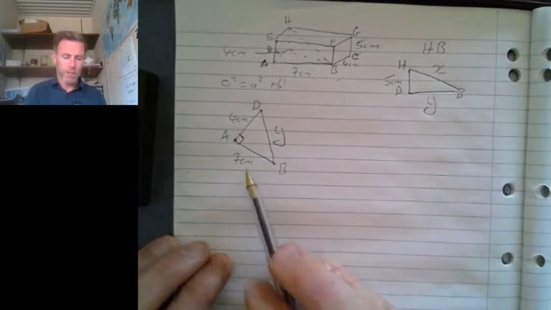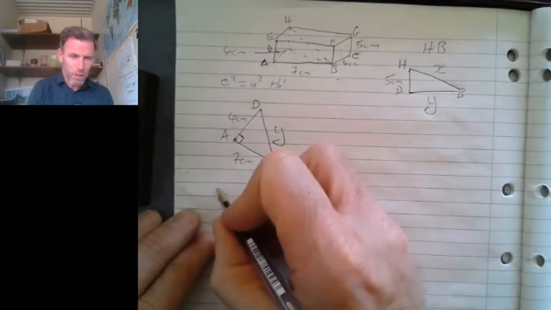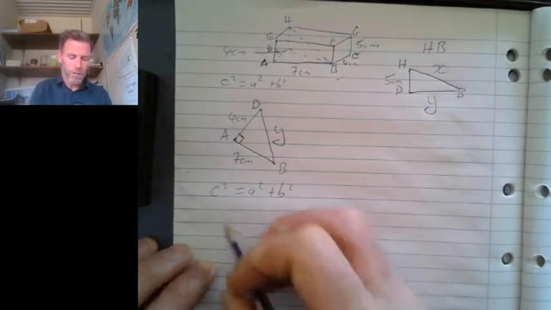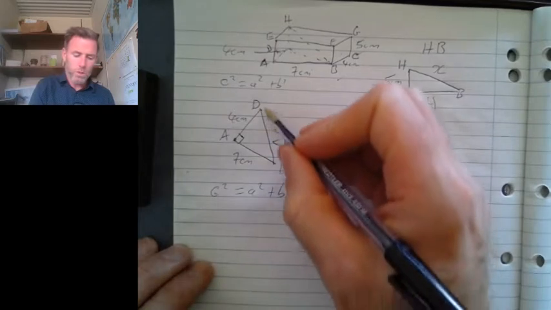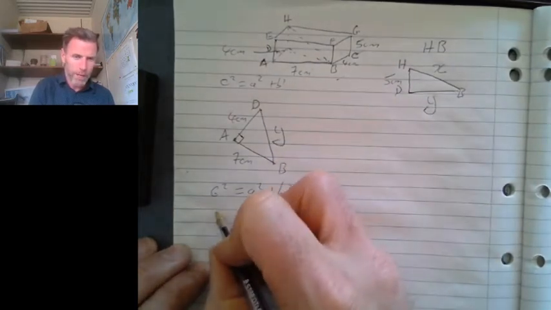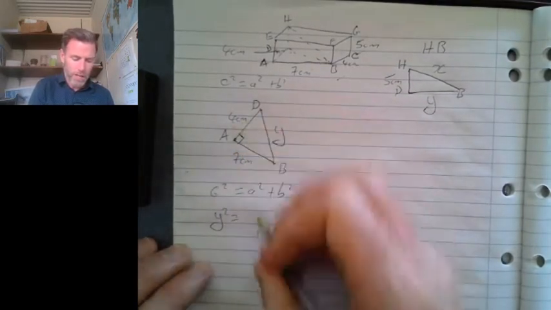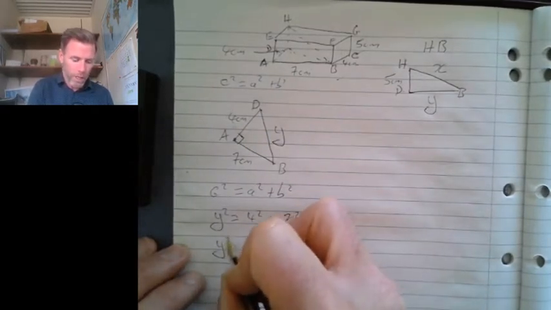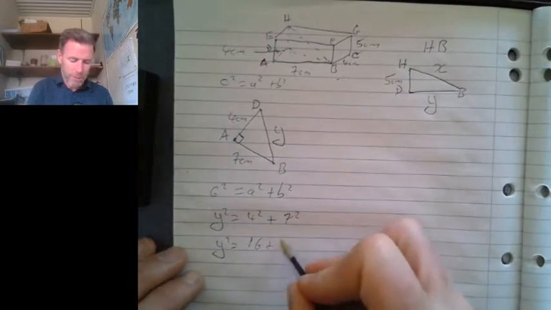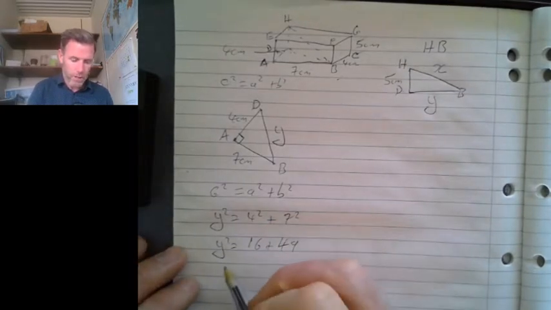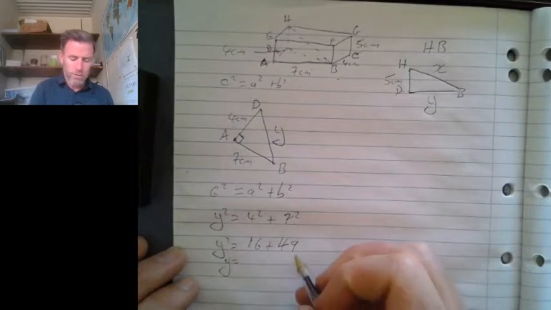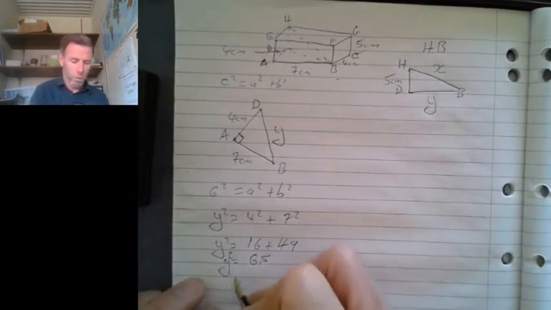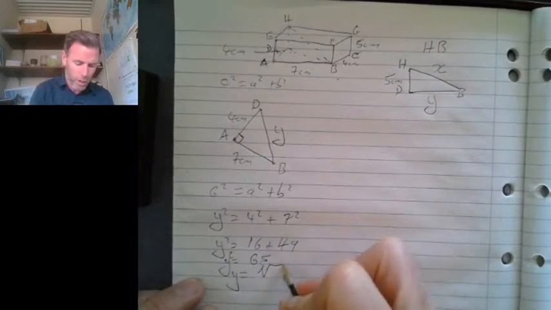So now I'm going to solve for this triangle. The formula is c squared equals a squared plus b squared, where c is the hypotenuse. So the hypotenuse here is Y squared, equal to a squared, 4 squared, plus b squared, 7 squared. Y squared equals 16 plus 49. Y squared equals 65. So Y is equal to the square root of 65.